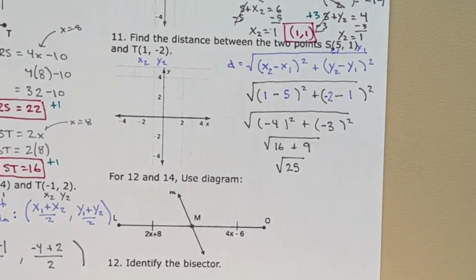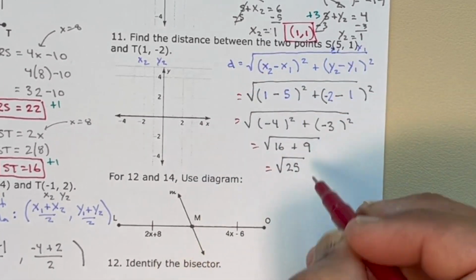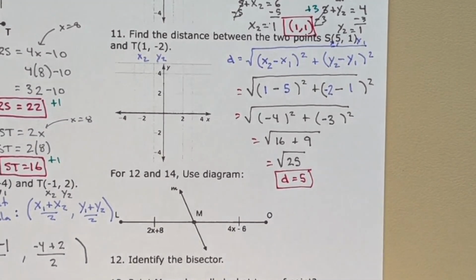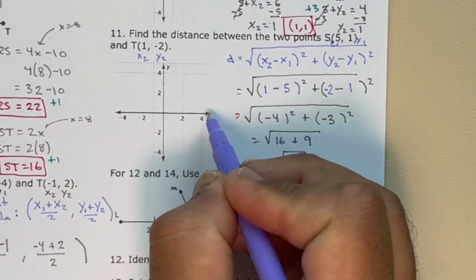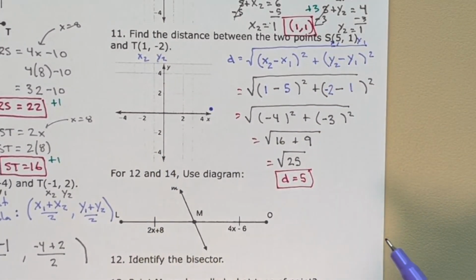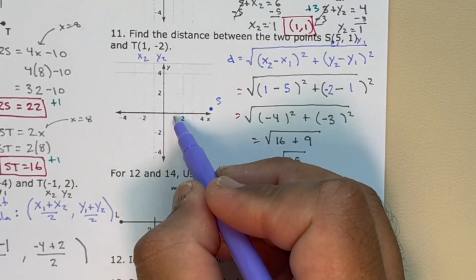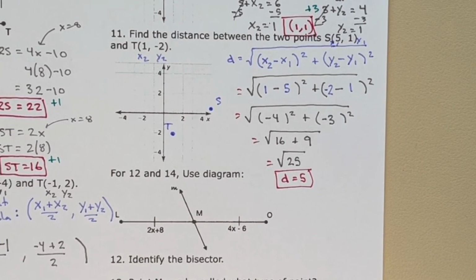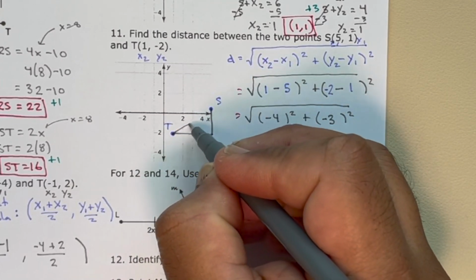That tells me that my distance, all the way down, now that I've solved, is 5. So my distance is 5. If I plotted these points over here and did 5, 1, 5, 1, that's point S, and point T is 1, negative 2, that's T, then I could use the Pythagorean theorem to find my hypotenuse.